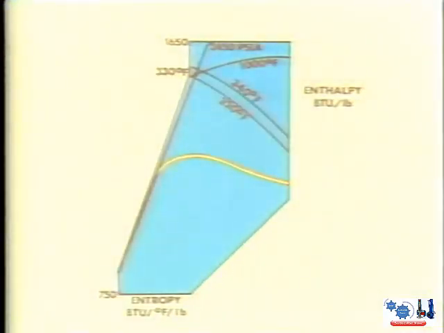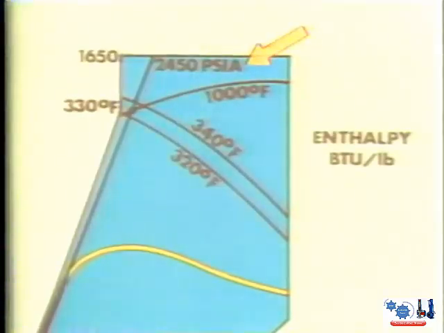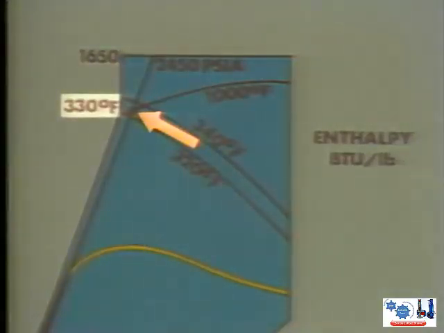We said that feed water entering the boiler is heated to the saturation point and then boiled. Boiling causes the water to change state from a liquid to a gas. Then, as additional heat is added to the saturated steam, its heat content, or enthalpy, increases, making the steam superheated. In the last segment, we plotted the outlet conditions of the boiler at 2,450 psia and 1,000 degrees Fahrenheit, and found that there was about 330 degrees of superheat.